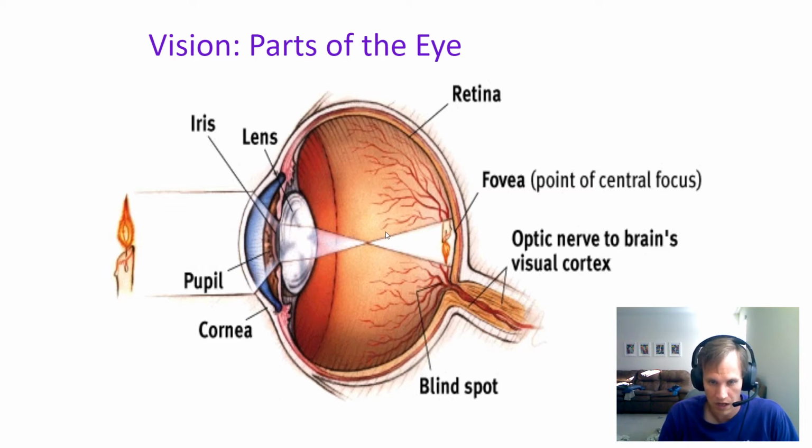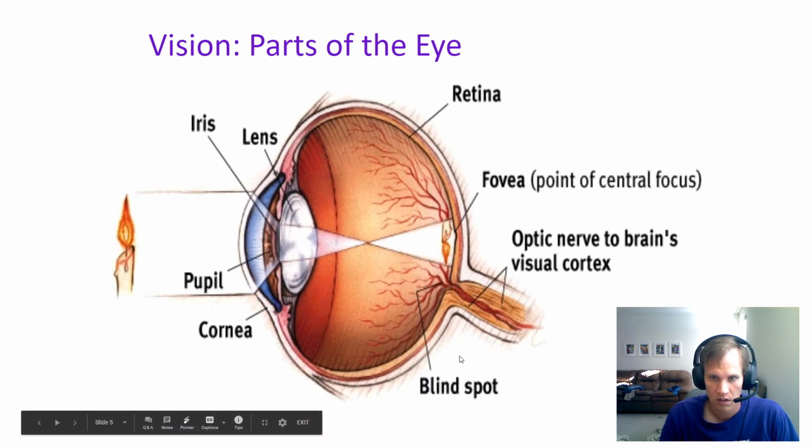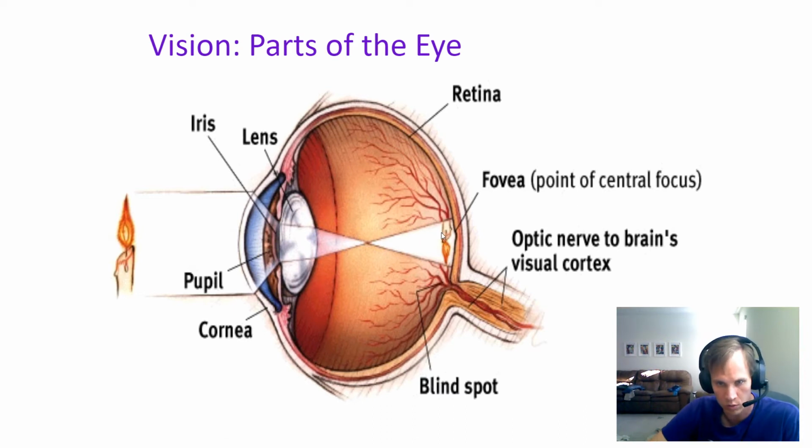This is where all the nerve receptors are. You have your rods, which are more on the peripheral part of the eye, and we'll talk about those more in a second. And then you have your fovea, which is the central point of focus, and this is where your cones are. So it takes in all this information, and then it's sent through your optic nerve into your brain to make something meaningful out of.